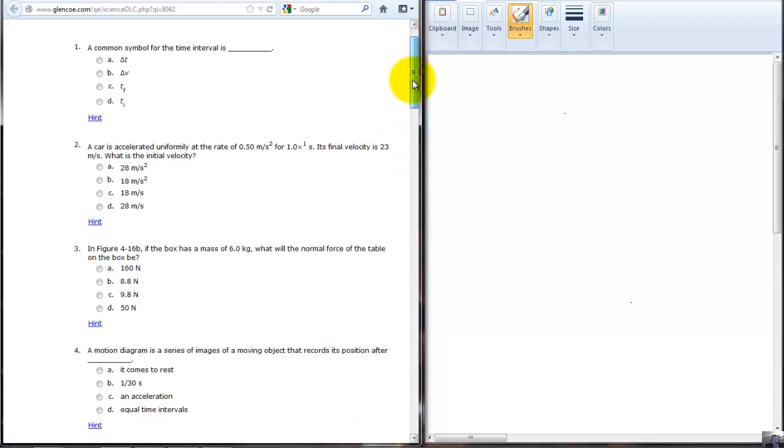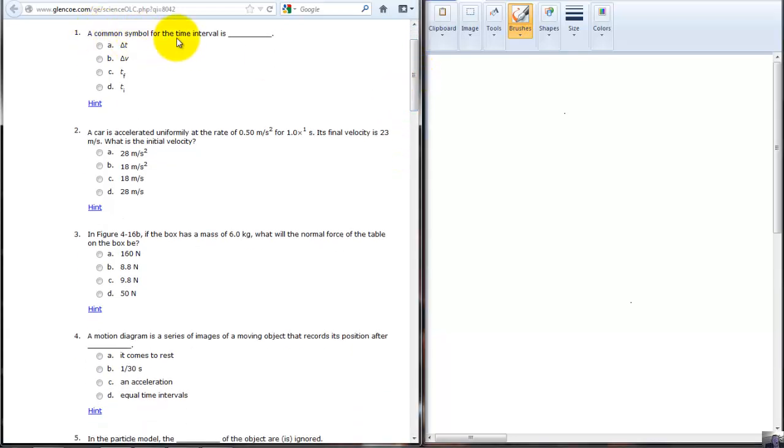Alright, here we go. Question number 1. A common symbol for the time interval is delta t. There's nothing to work out there. T final, or T sub f, is T final, T sub i is T initial. So delta t means change in time, or the time interval that's elapsed.